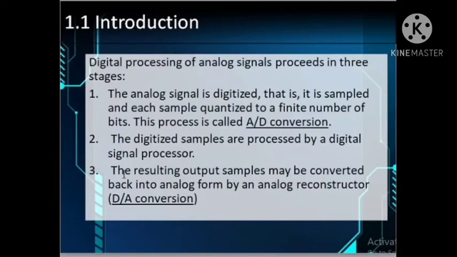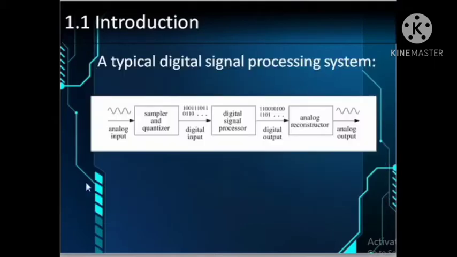And for the third and final stage, the resulting output samples may be converted back into an analog form by an analog reconstructor. What do you mean by that? It means this digital output, if you want to convert it into an analog output, you will need an analog reconstructor. And this third stage is called D/A conversion, digital to analog conversion.